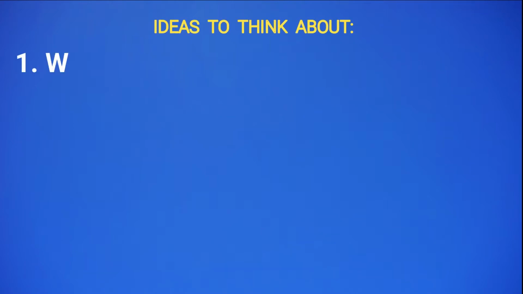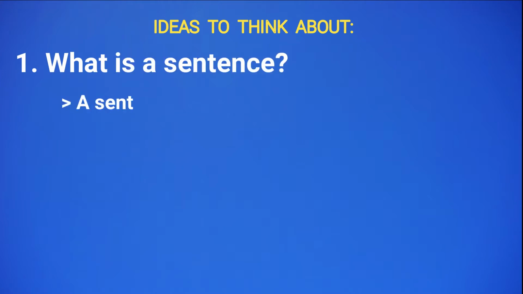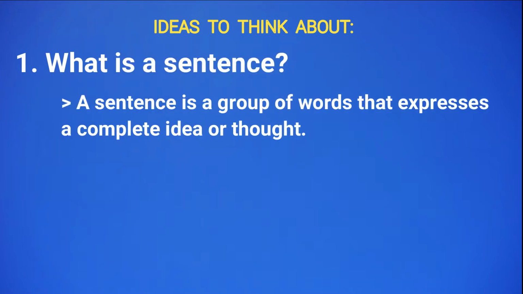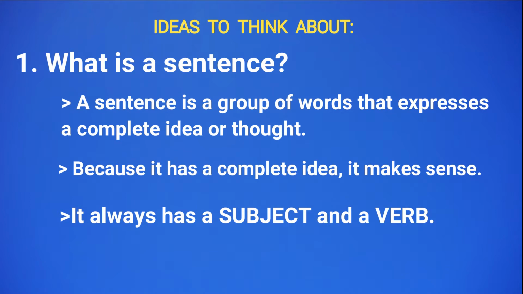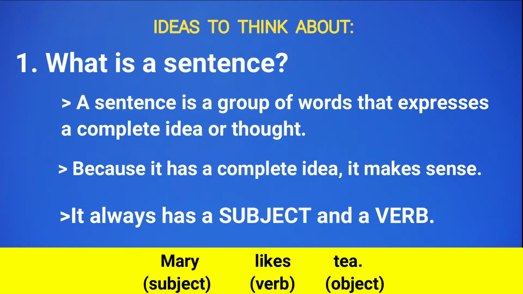To really understand this lesson, we need to understand some important ideas. 1. What is a sentence? A sentence is a group of words that expresses a complete idea. It makes sense, in other words. It always has a subject and a verb. For example, Mary likes tea. Ask yourself, does it make sense? Do you understand it? The answer is yes, because it is a complete idea.